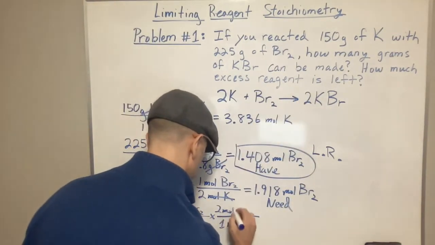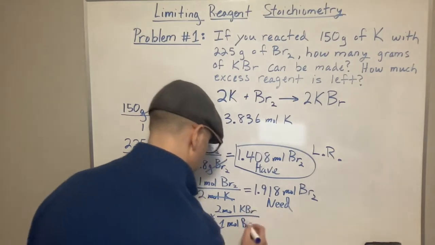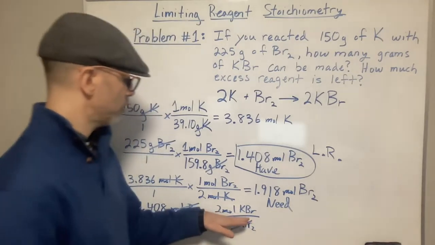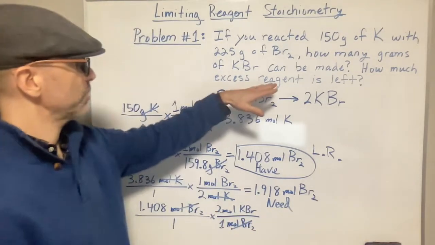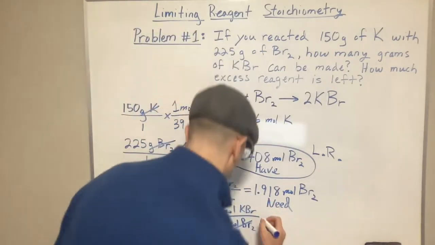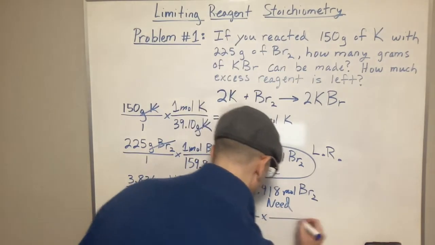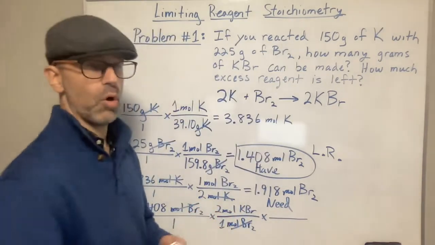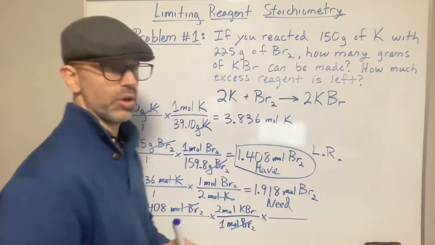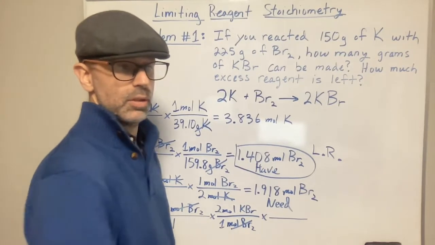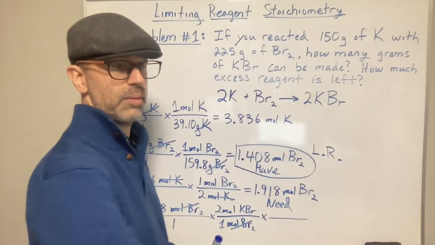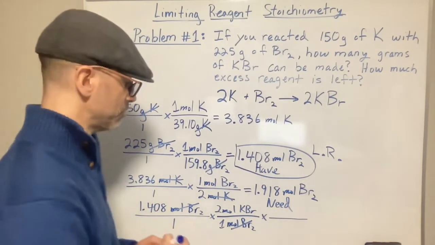So 2 moles of KBr on top. So moles of the Br2 cancel out, and now I have moles of KBr. And what are they asking me? How many grams? So I'm going to need to use the molar mass of KBr. So the molar mass of KBr is 119 grams.